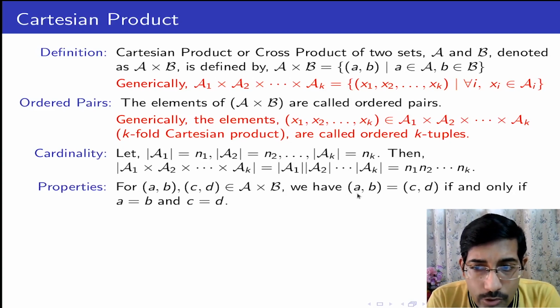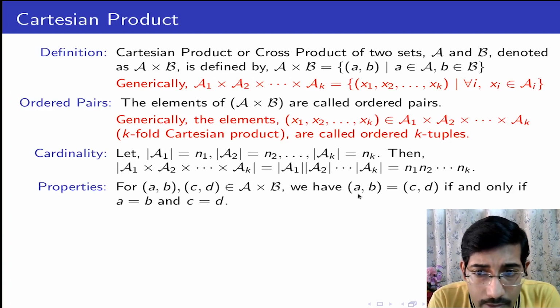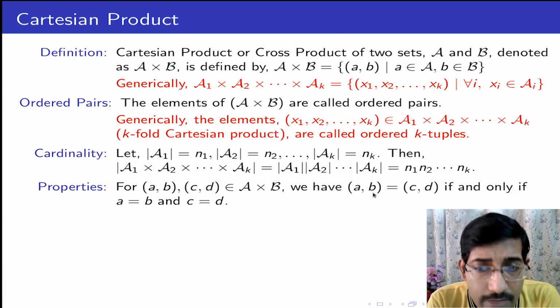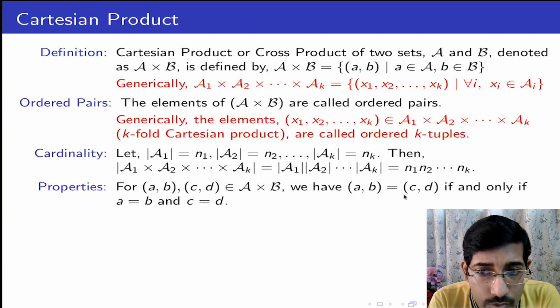We say that two pairs (a, b) and (c, d) in A cross B are equal when the first element a is equal to c and b is equal to d. Again, think of the complex number or 2D point. When do two points indicate the same location, or two numbers the same complex number? For location, when my x coordinate matches the other x coordinate and my y coordinate matches the other y coordinate. For the complex number, when my real part matches the real part of the other and the imaginary part matches the imaginary part of the other.